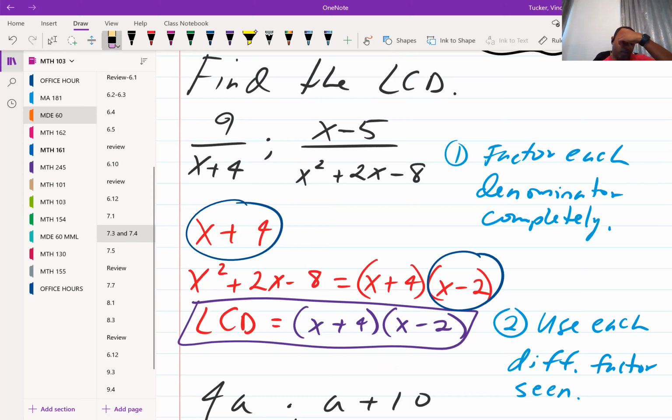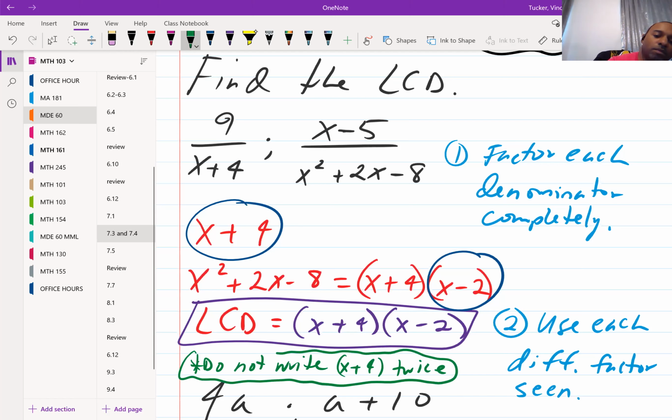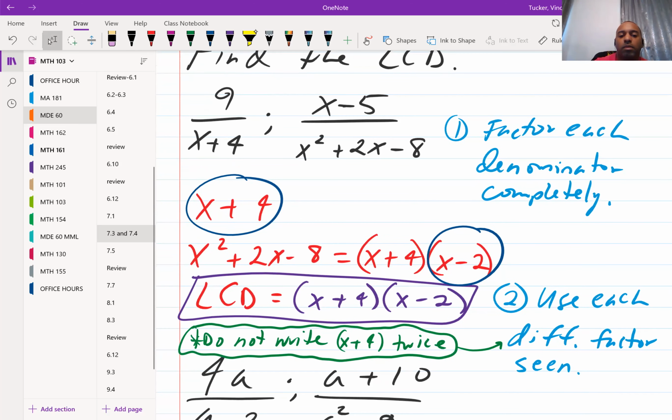All right, questions on what we did there, questions on the steps? So once again, step 1, you factor each denominator completely. Then for step 2, you use each different factor seen. So we use x plus 4 and x minus 2. You would not write x plus 4 twice. All right, can we go to the next one?